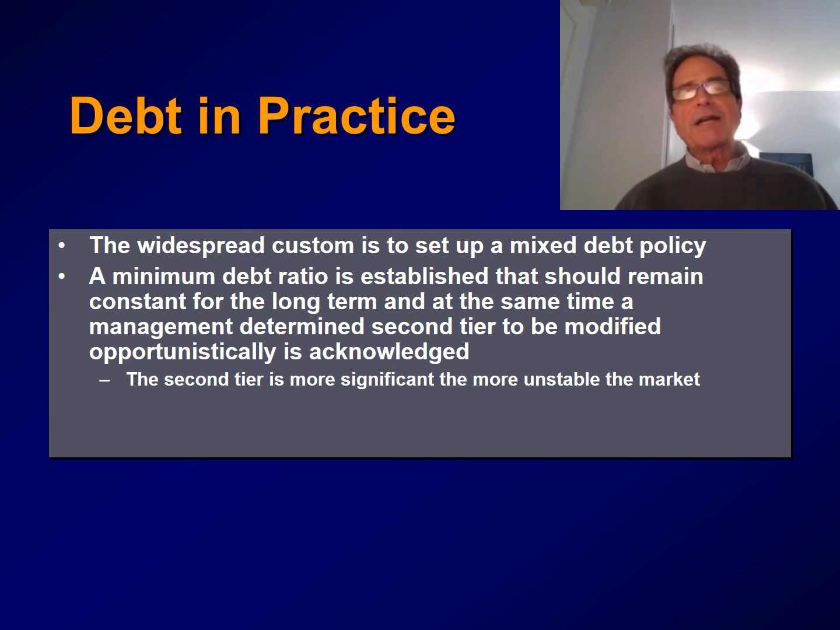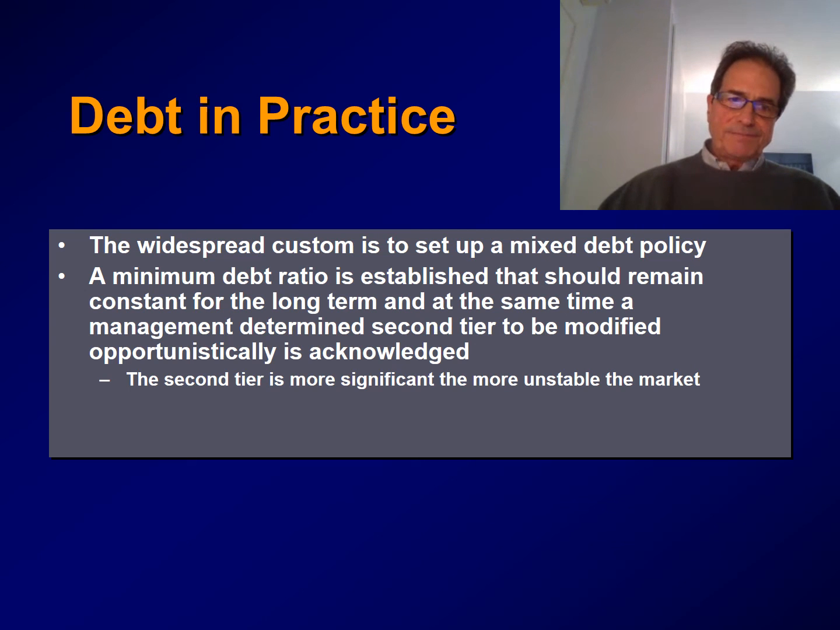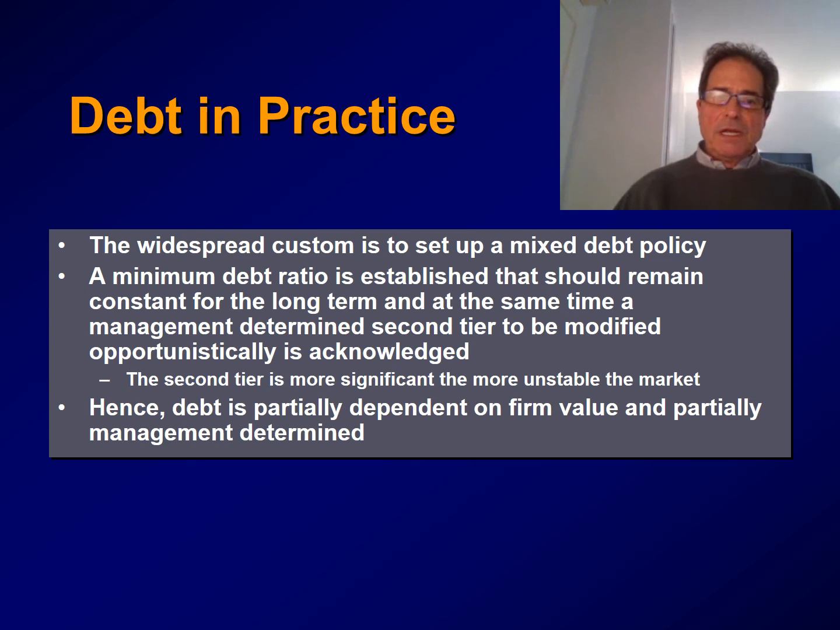In a very stable market, most of the debt is determined by the value of the firm. It's a fixed ratio, and only a small proportion of the debt is managerially determined. Hence, concluding, the debt is partially dependent on the value of the firm in practice and partially dependent on management.